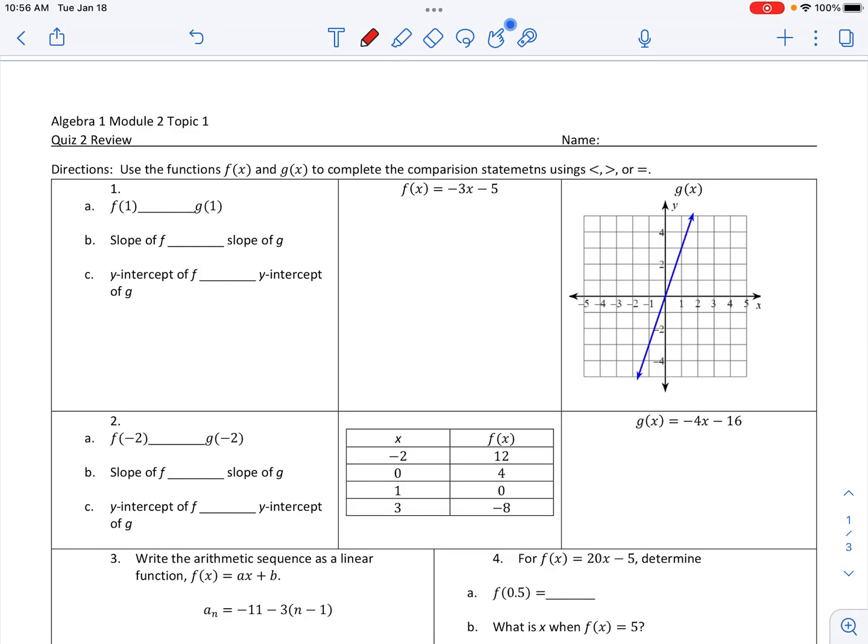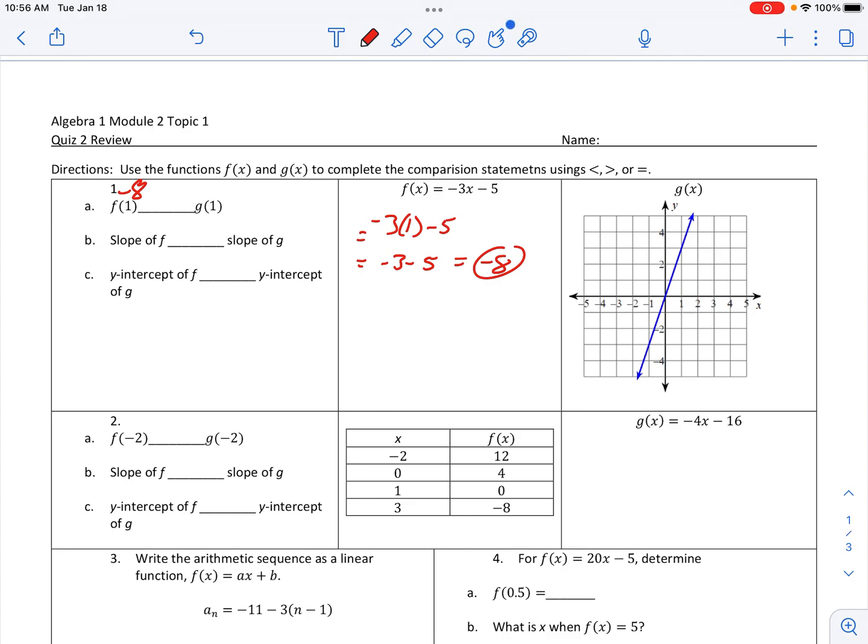All right, question 1. F of 1 compared to g of 1. F of 1 is going to the equation f of x, so we substitute in x as 1. Go to my calculator, go to my head, and do a little mental math, and I get a value of -8. And compare -8 to g of 1.